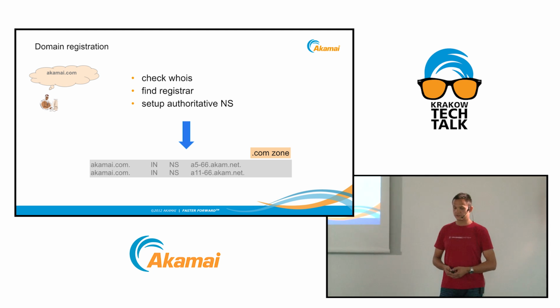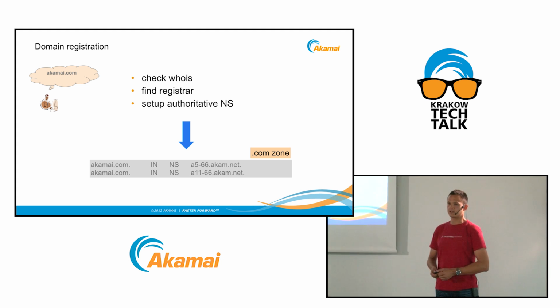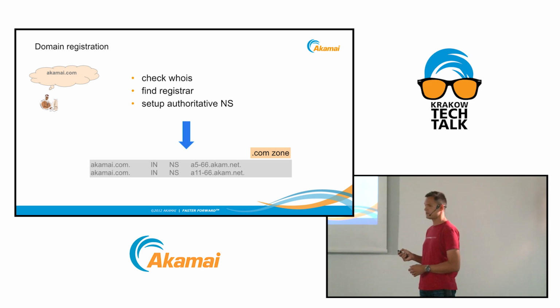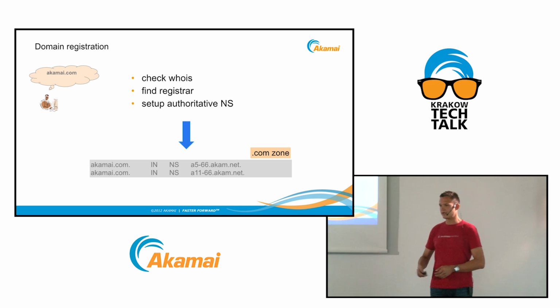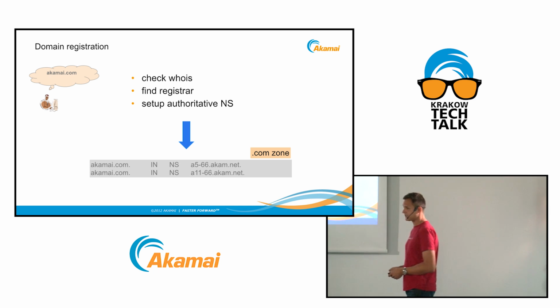Well, first of all, check the whois database. Whois is an online database that contains information about all registered domain names in the world. There are different whois databases for different types of domain names. So you may have a different whois database for .com, for PL, and so on. So you need to know where to look for that information, but finally you will get that. And if you get the answer that the domain name is not registered, then you can go ahead with the process. The next step is to find a registrar.